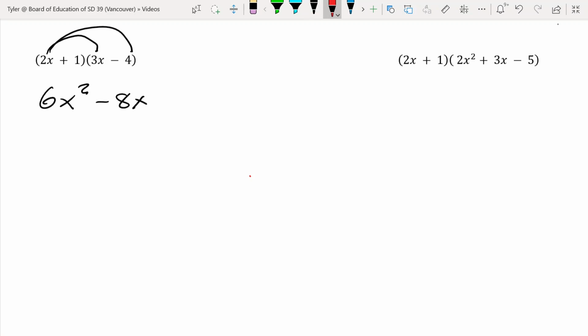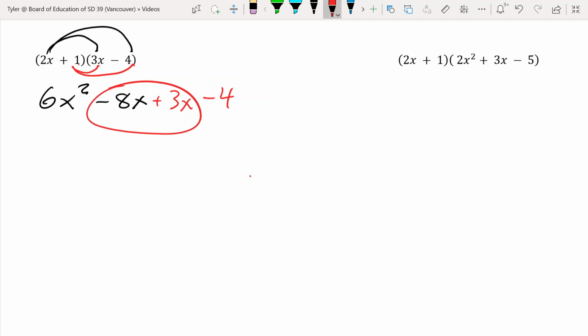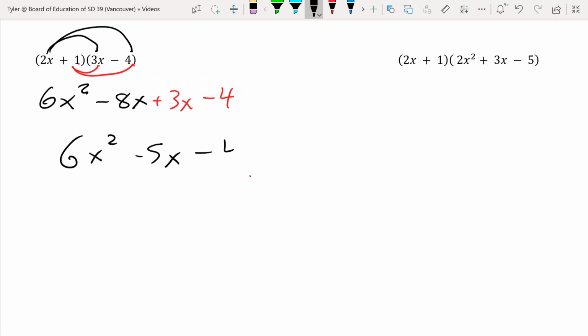Now, I'm going to go to the second term, and I like to draw the rainbows underneath, like evil rainbows. Okay, plus 3x, and then distribute it again, minus 4. Now, you have your final answer. The only thing is usually you'll have to collect like terms. As you can notice, these two collect and go together. So I'm going to have 6x squared minus 5x minus 4, and that's your final answer.